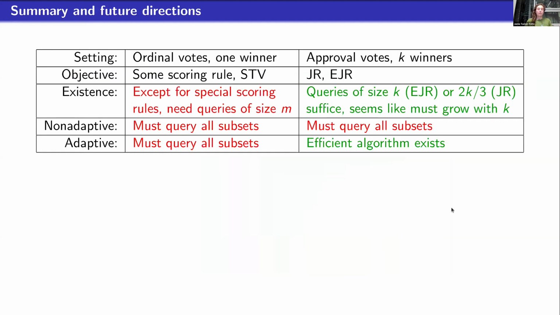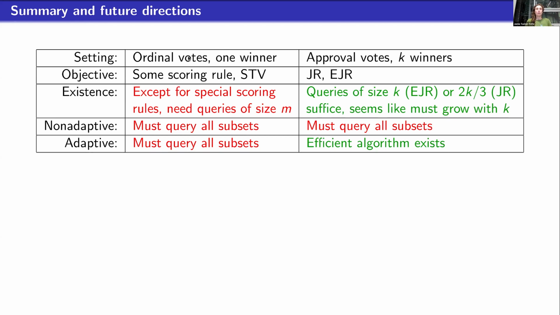Okay, so this is my final slide. Just to summarize, I've shown you 2 different models. They both have this aspect of queries: you get something about a restricted set, but in 2 different contexts. Each paper was in a completely different context, and they're both classic settings in social choice theory.